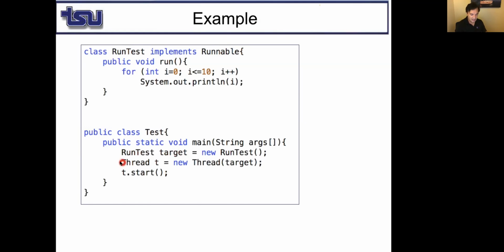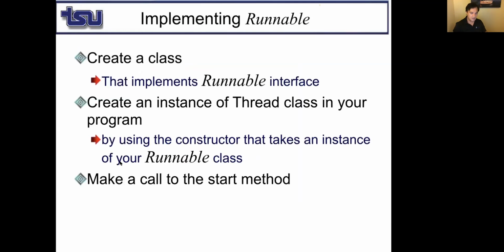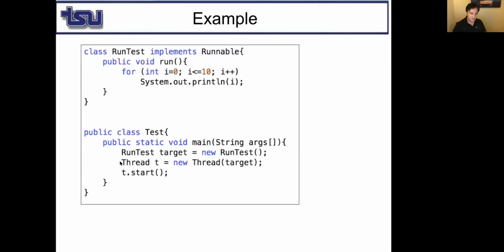And then I create an object of Thread class. While I'm creating, which constructor do I use? I use the constructor that takes a Runnable object as input. Since target is Runnable, target can go there. Okay, that's the second step. What was the third step? Make a call to the start method. And then I make a call to the start method. Start method of what class? Thread class.